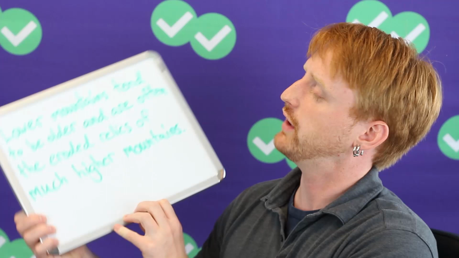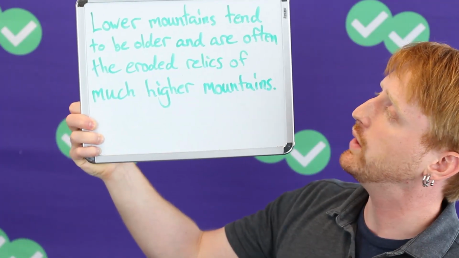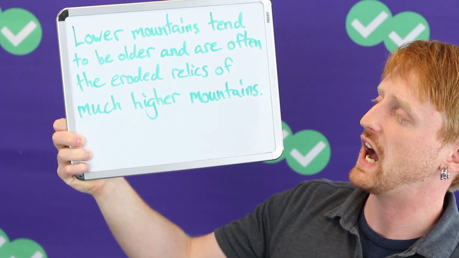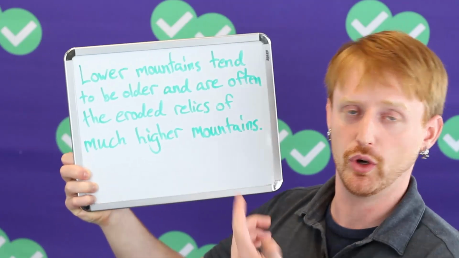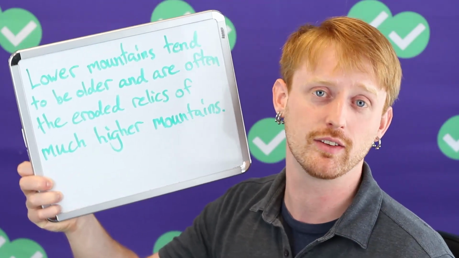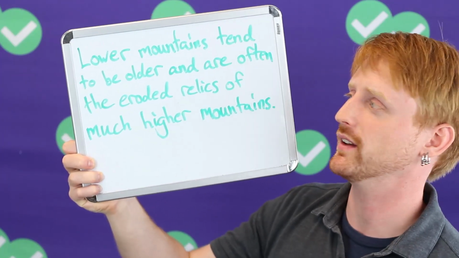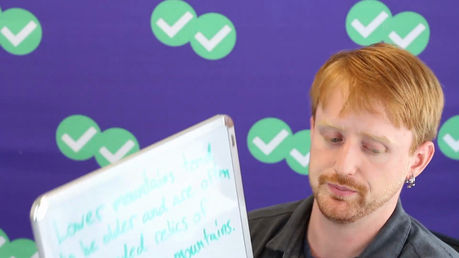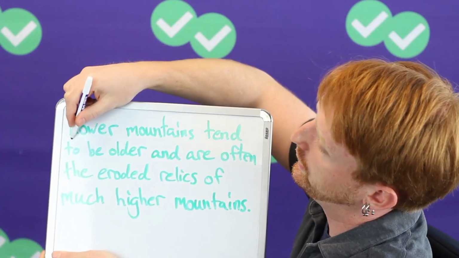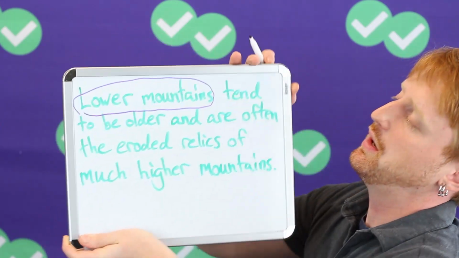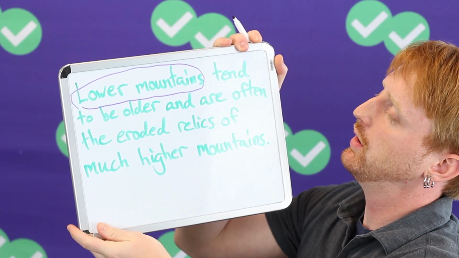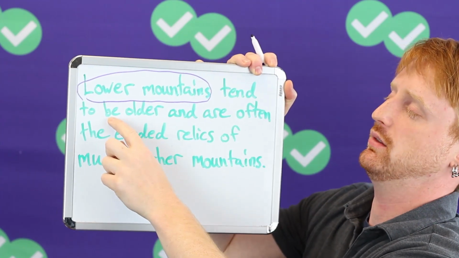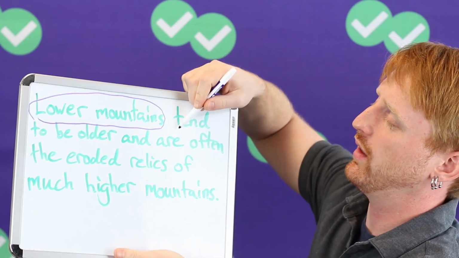All right, here's a longer sentence. Lower mountains tend to be older and are often the eroded relics of much higher mountains. This is from a real TOEFL reading, so maybe you recognize this sentence. Maybe not. It's a difficult sentence. But let's take a look here. Lower mountains. That is our subject. Now, what is the verb? You might just say tend. Or maybe you want to say be. I really want to go with all of it.